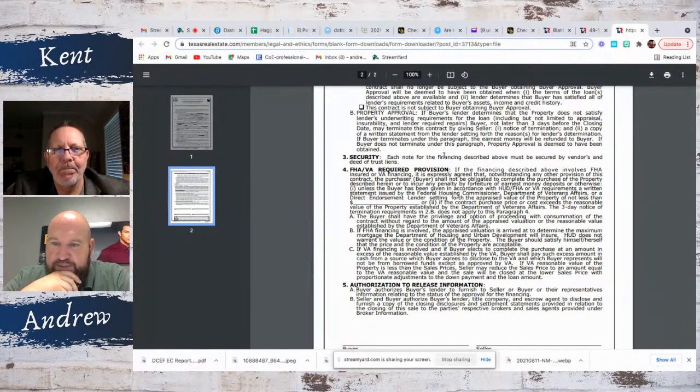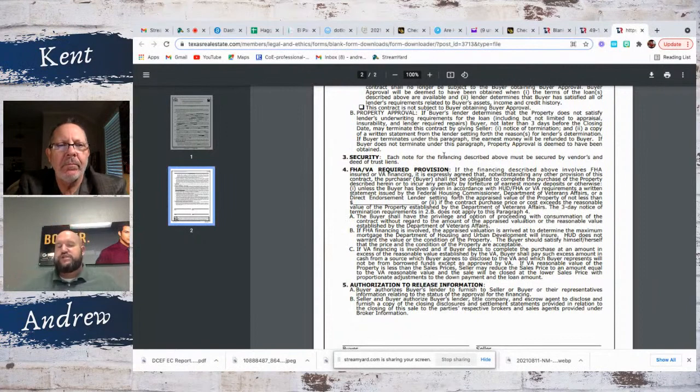If the VA reasonable value of the property is less than the sales price, the seller may reduce the sales price to an amount equal to the VA reasonable value, and the sale will be closed at the lower sales price with proportionate adjustments to the down payment and the loan amount. So what it's saying is we have 3 options. If it doesn't appraise, I lower the sales price to the appraised value, we walk away, or the buyer brings a cash equivalent. Those are our options.